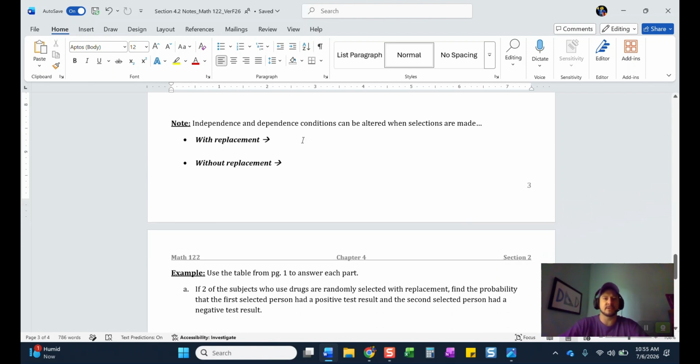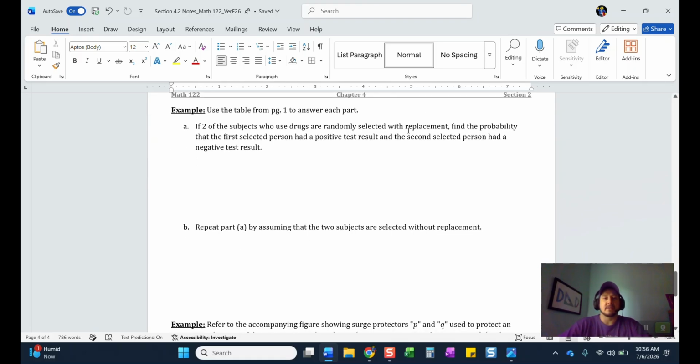So what I'm going to do is just tell them that the independence and dependence conditions can be altered when selections are made with replacement and without replacement. So what I'm thinking about doing for this in class is having a deck of cards, explaining what a deck of cards is, telling them how many cards there are, and then maybe having them use their intuition to figure out the probability of, let's say, selecting 2 club cards without replacement versus with replacement. So a good teachable moment right there. Small micro interactive thing that you can do.